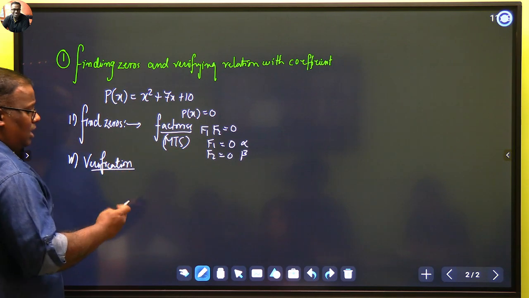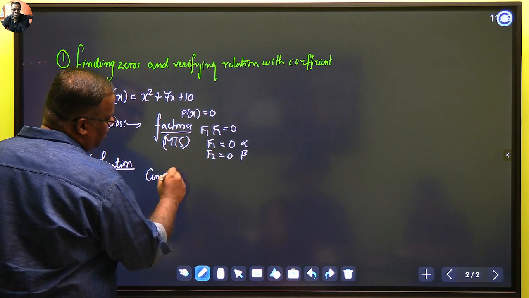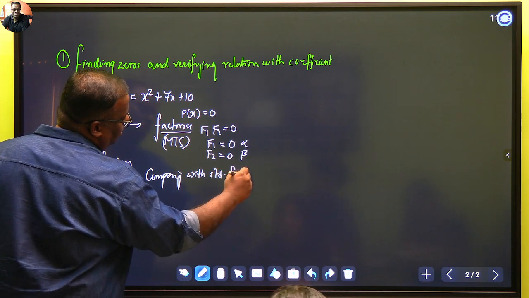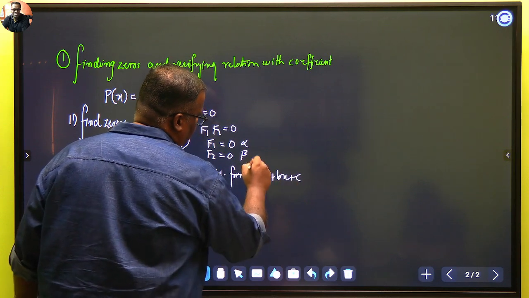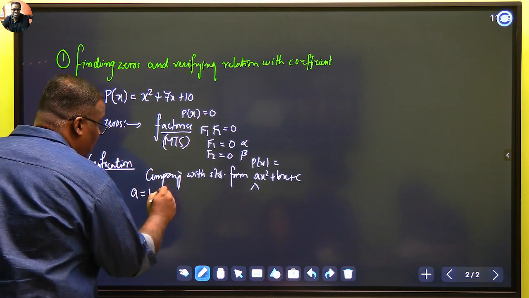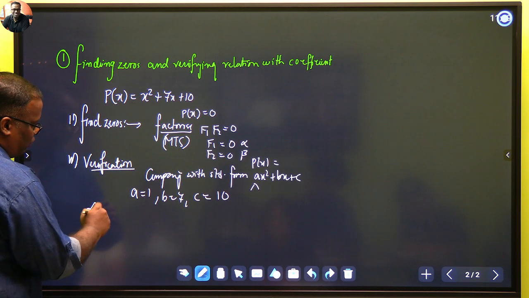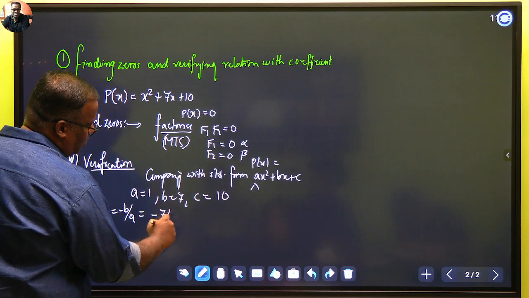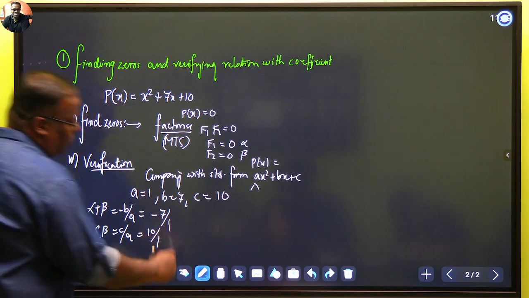And in here, if I am your examiner, I will expect that you write comparing with standard form. And what is the standard form? p(x) equal to ax square plus bx plus c. Then you write a equal to 1, b equal to 7, c equal to 10. And then you say alpha plus beta should be equal to minus b by a, which is equal to minus 7 by 1. And alpha beta should be equal to c by a, which is equal to 10 by 1.